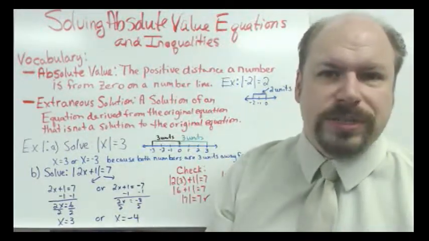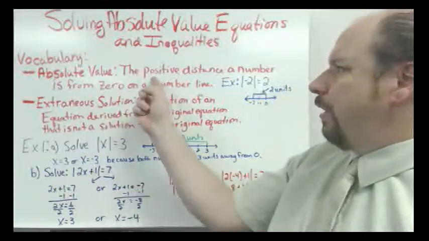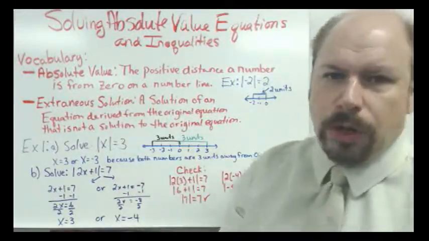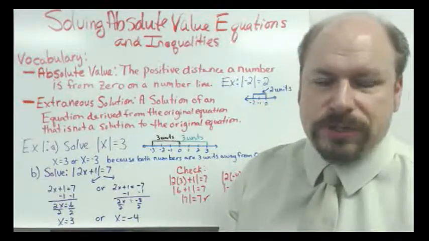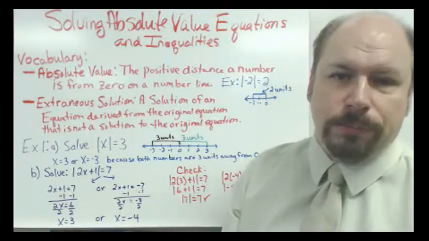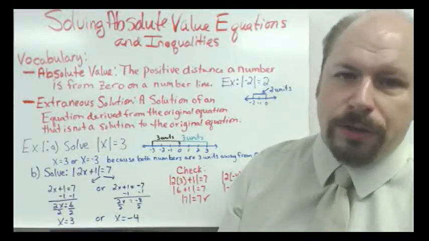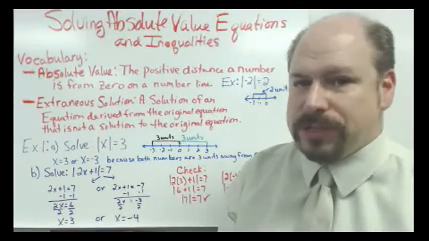So first, what is an absolute value? Well, an absolute value is the positive distance a number is from zero on a number line. So when you're talking about distance, if you were talking about how far it is from home to school, you wouldn't say it's a negative 3 miles, for example. It would be a positive 3 miles.